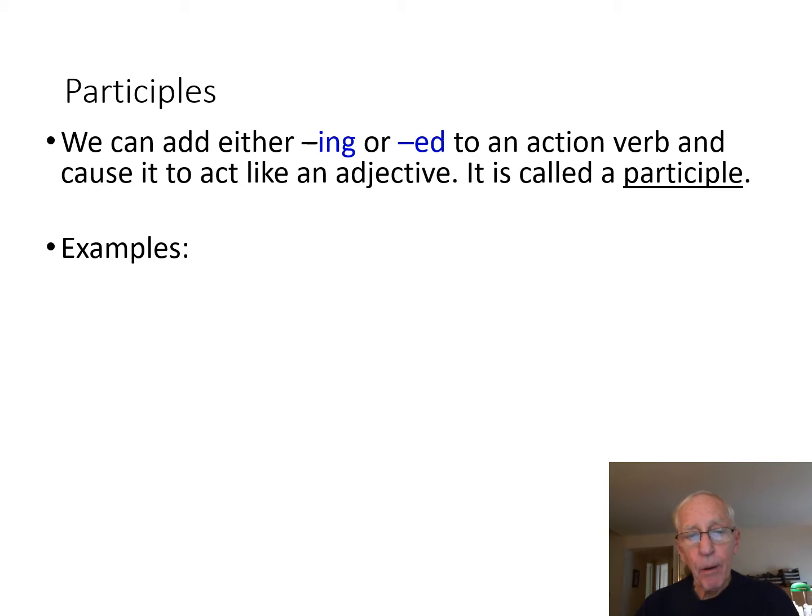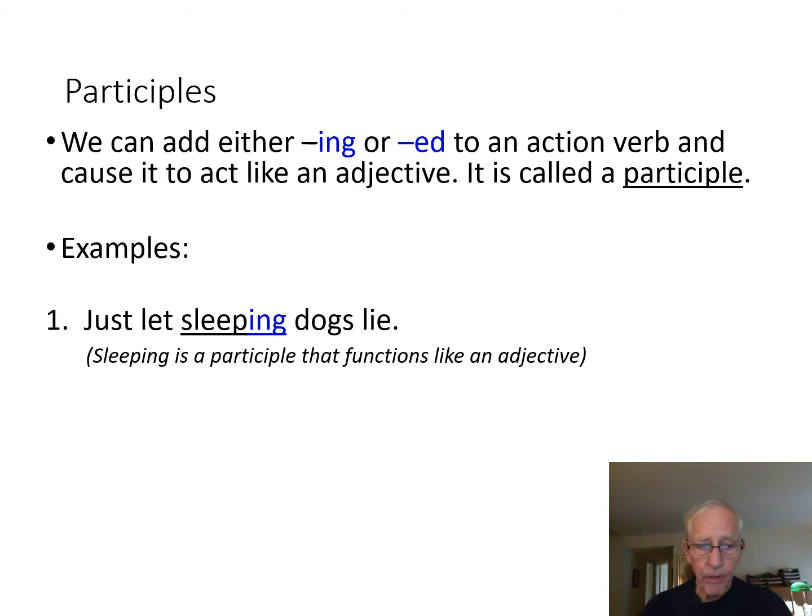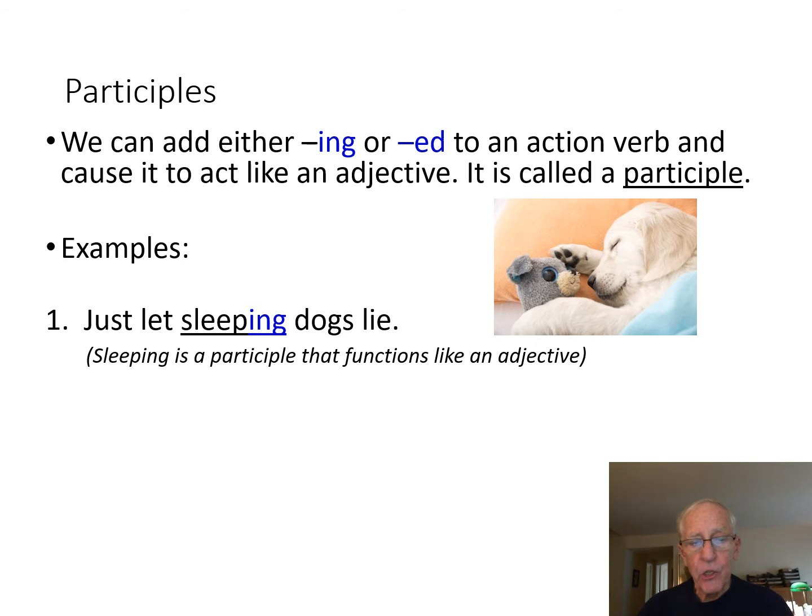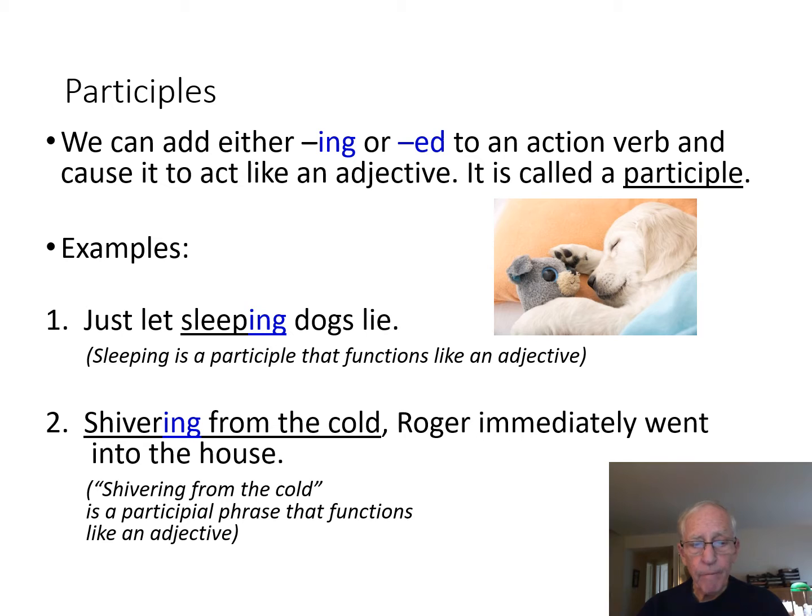The next category is that of participles. And here we're going to take an action verb and we're going to add either an ing ending or an ed ending and cause it to act like an adjective. When that happens, it becomes a participle. Here's an example. There's an old expression, just let sleeping dogs lie. That's an idiomatic expression. And the dog may be sleeping, but that's not the point of this sentence. Sleeping is a participle that functions like an adjective because sleeping describes dogs.